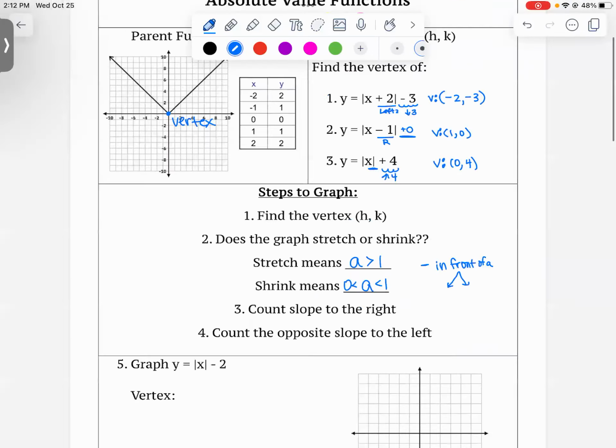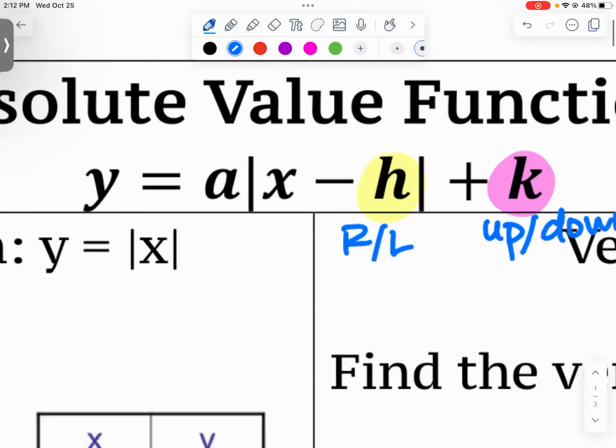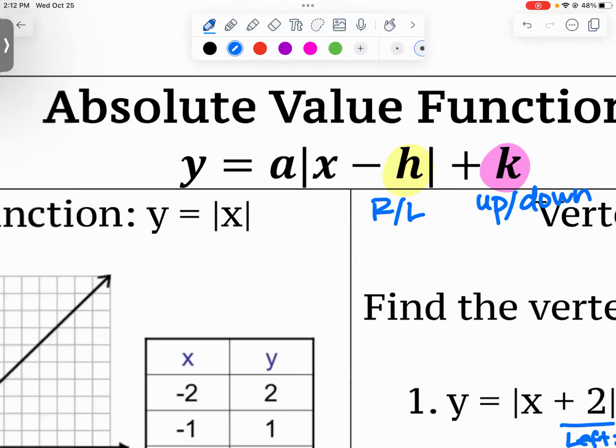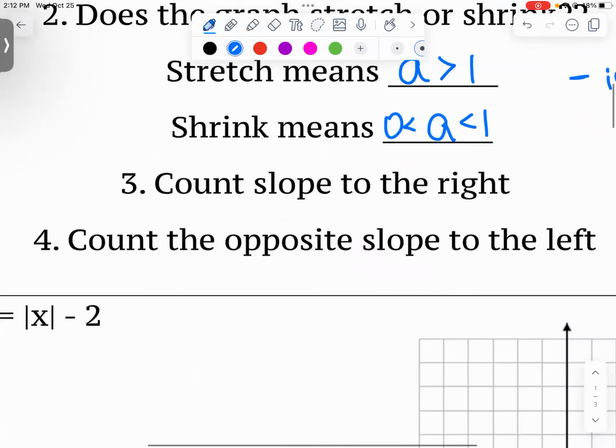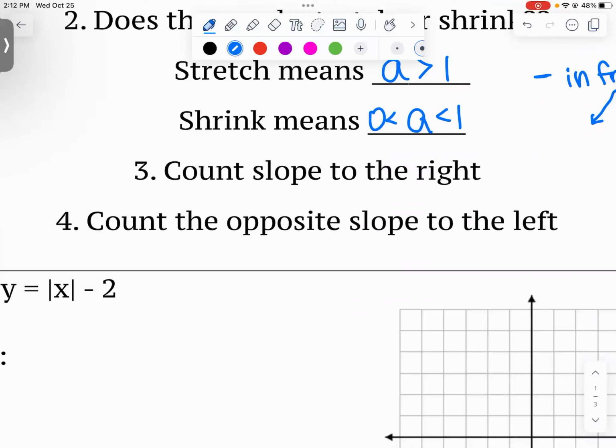A is the number in front of the absolute value. Start right here. H and K give us our vertex. A is going to give us our slope. So we're going to take A and count our slope to the right, and then count our opposite slope to the left. That way we get that V.